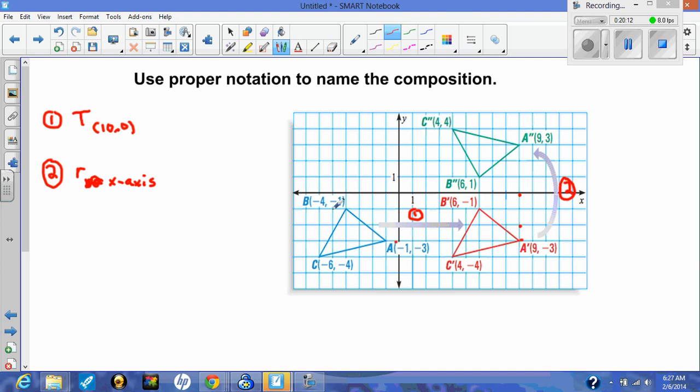Okay, so we have our composition. It's a translation and a reflection. So remember, we start backwards. So we're going to start with an R. Here's our proper notation across the x-axis.